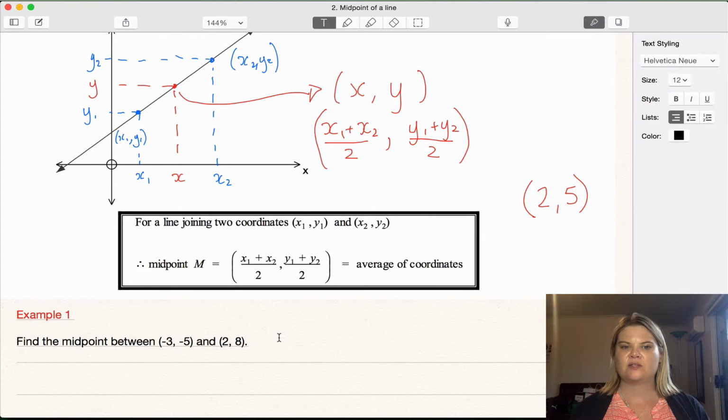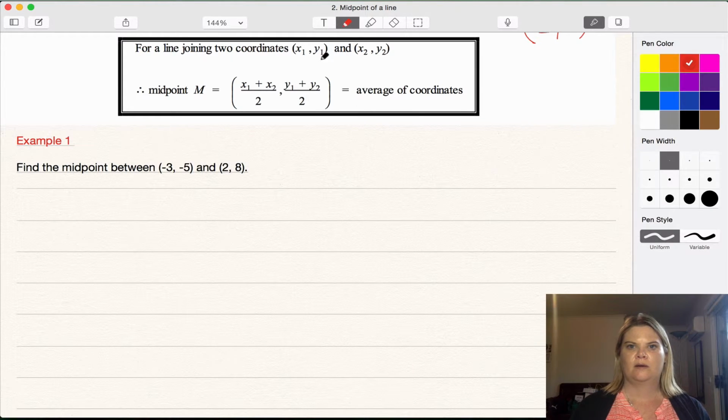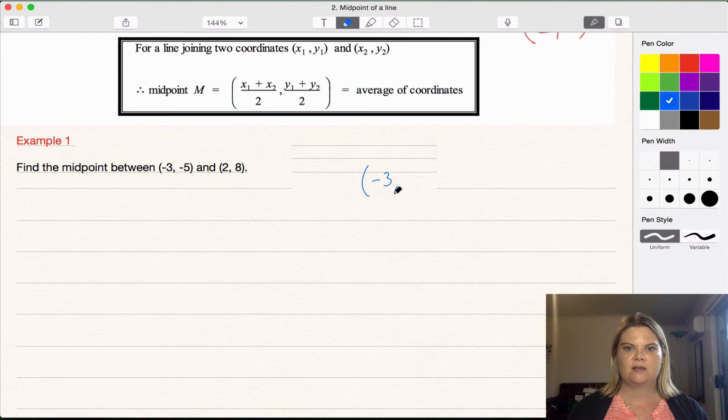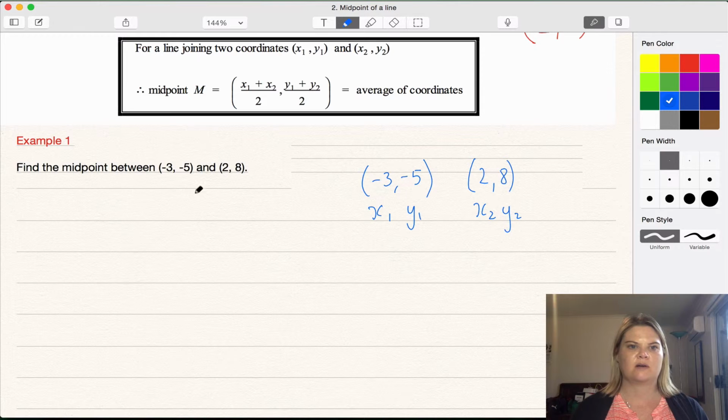Here's a problem you might like to try yourself before I go on and give the solution. Pause the video now. First thing I always find useful to do is to rewrite the points out again. -3, -5 and 2, 8, and then labeling them x1, y1, x2, y2, so I know which number corresponds to which.